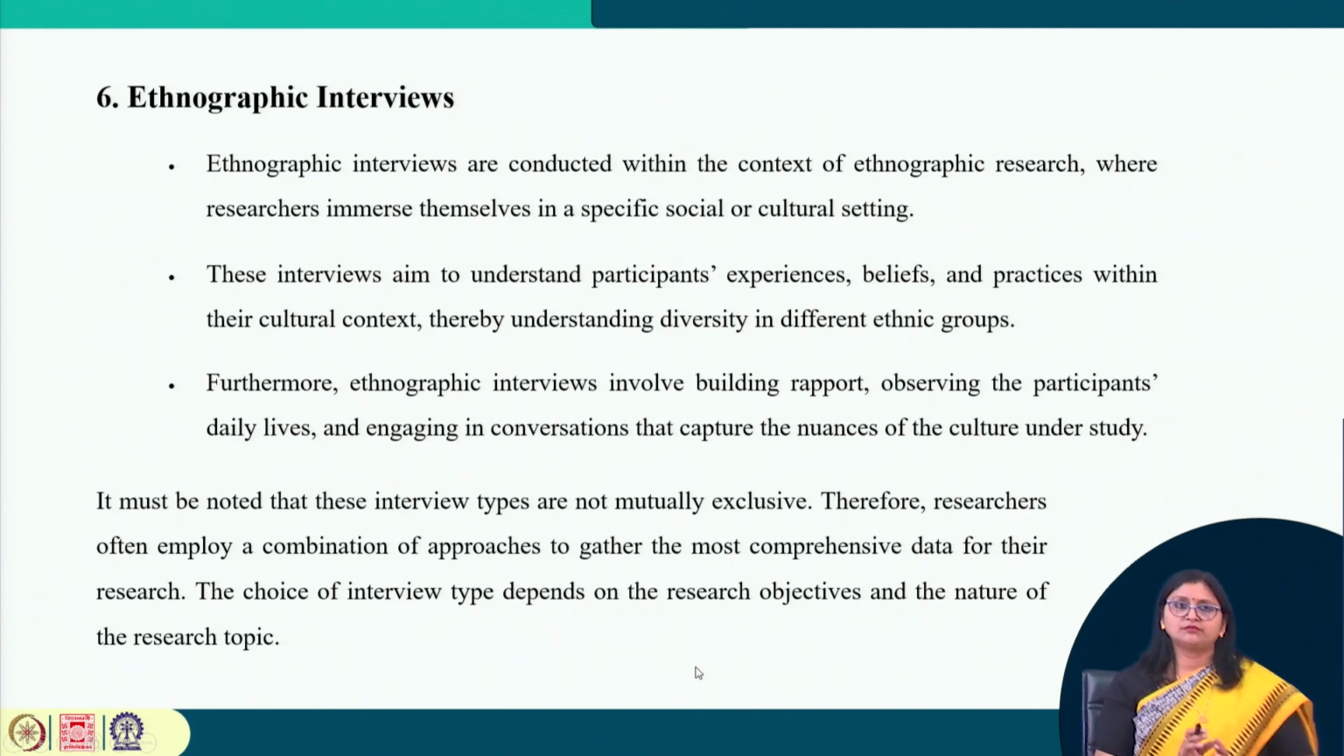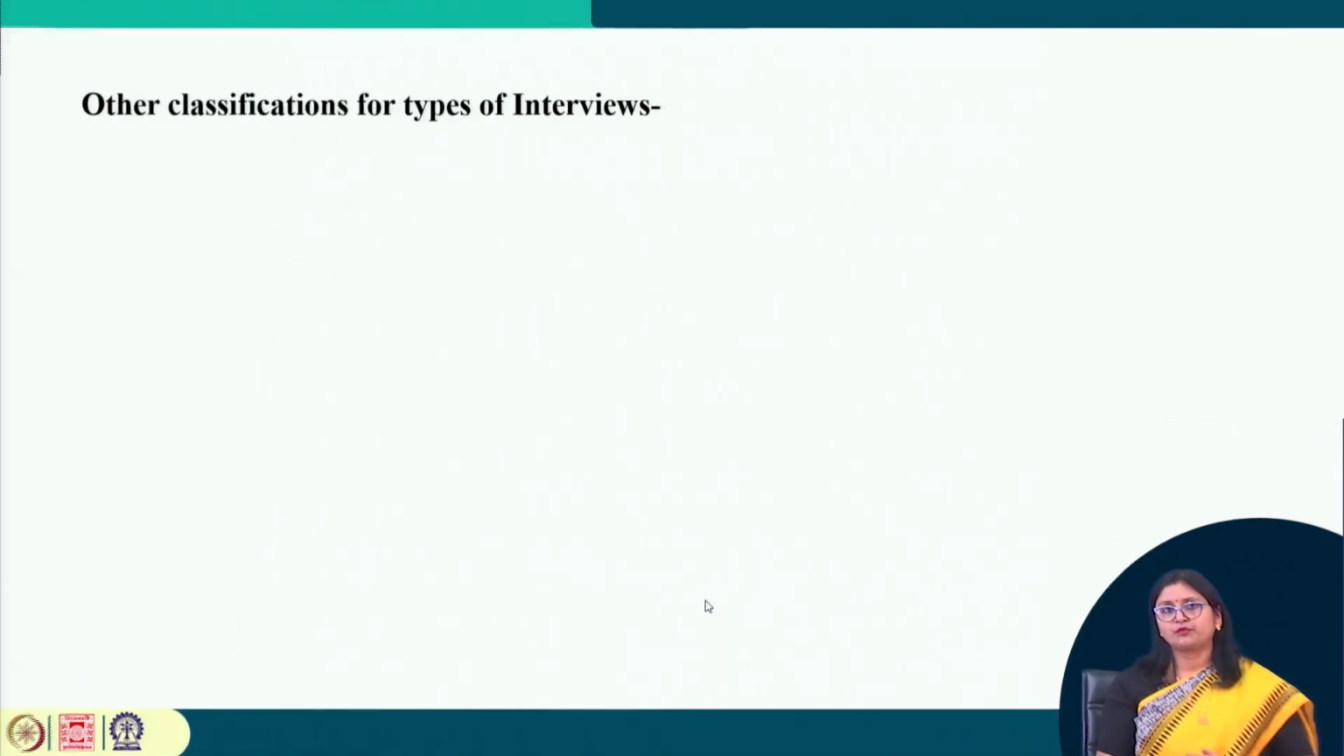Now, it must be noted that these interview types are not mutually exclusive. Therefore, researchers often employ a combination of approaches to gather the most comprehensive data for their research. The choice of interview type depends on the research objectives and the nature of the research topic.